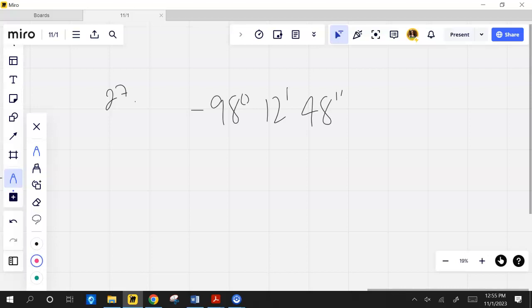How many degrees, how many minutes are in a degree? 60. So I'm going to divide this by 60. How many seconds? 3,600. So I want to do boom, boom. I don't know what you get. 12 over 60 is 0.2.